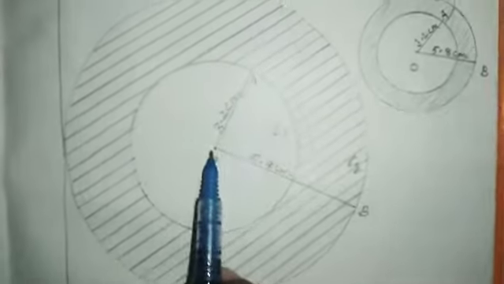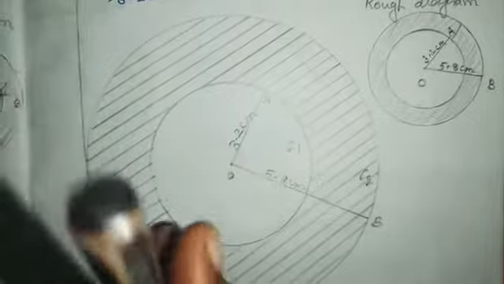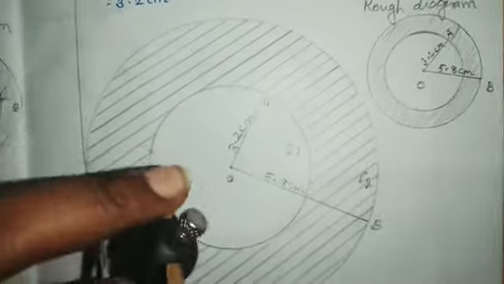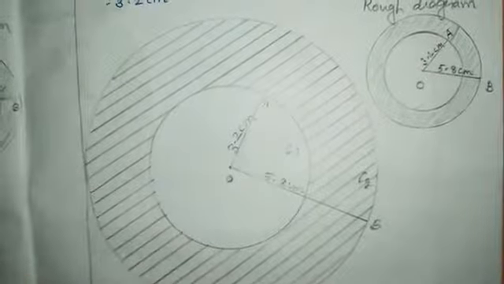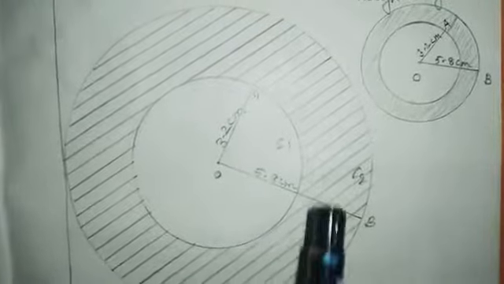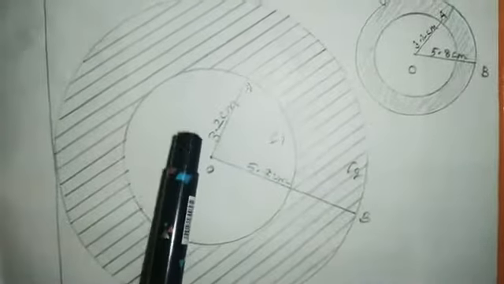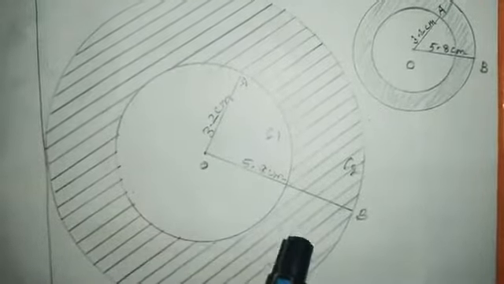For that, first you have to mark the point O and take the measure 3.2 centimeters in your compass. Then you have to draw the first circle. Then you have to take 5.8 in your compass. Then you have to draw the second circle. These are the concentric circles. C1 and C2 are the concentric circles of radius 3.2 and 5.8 centimeters.